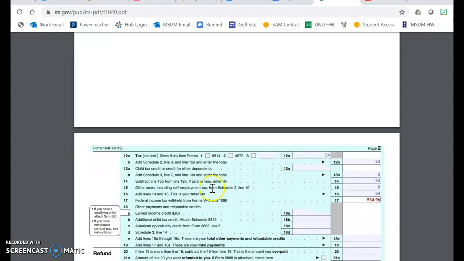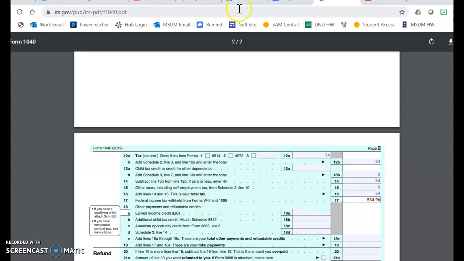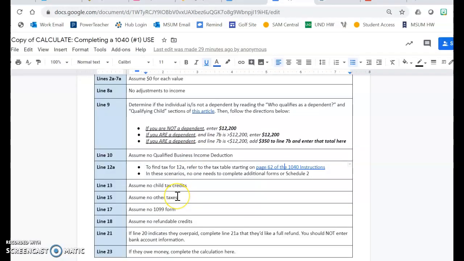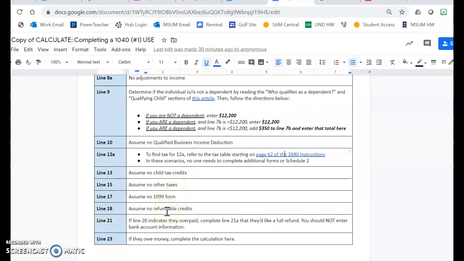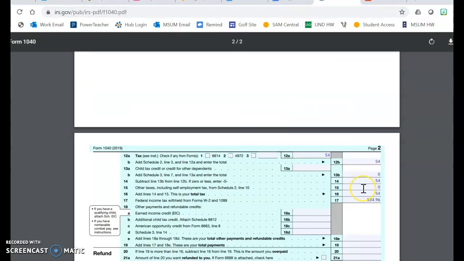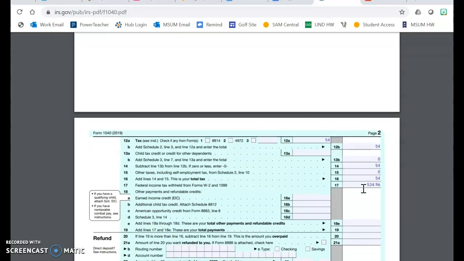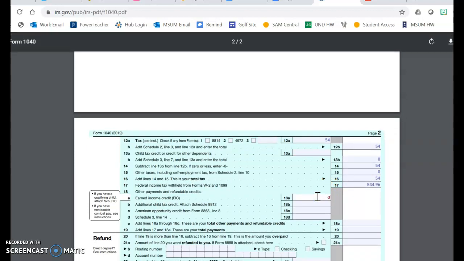So moving on, other payments and refundable credits. Again, if we look back at our sheet that's going to help us, it says there's going to be none of those. No credit here for this person. So for 18, we can just go ahead and put 0 for all these if we want to. You could have also just put an 18E where it says add 18A through 18D. You could just put 0 here. I don't think you needed to necessarily fill in those zeros.